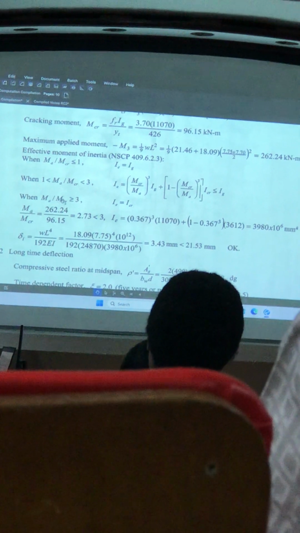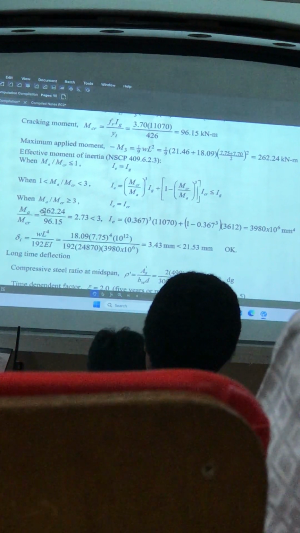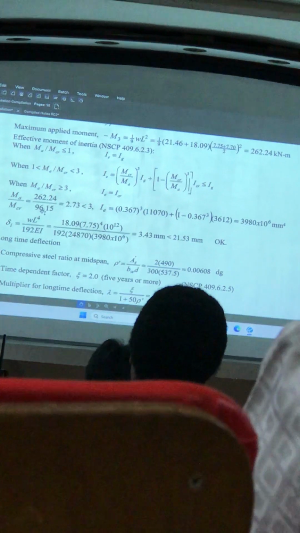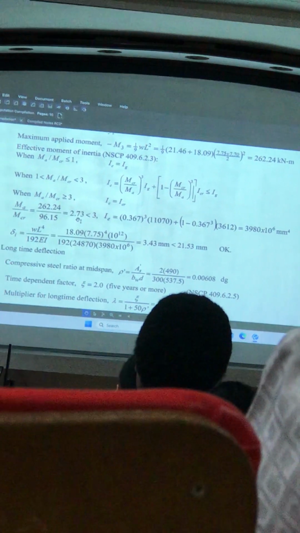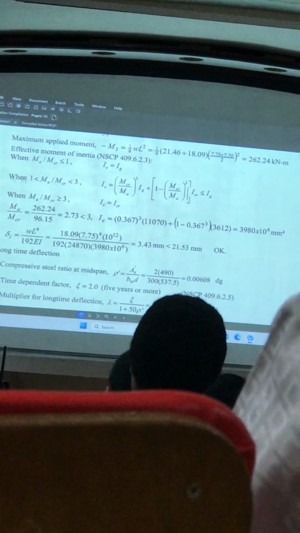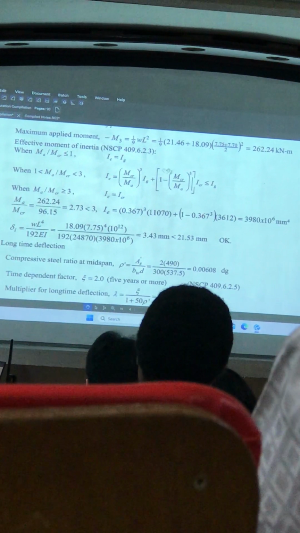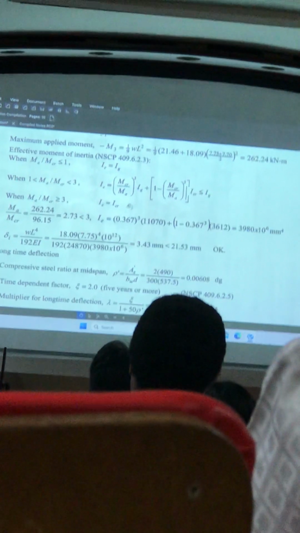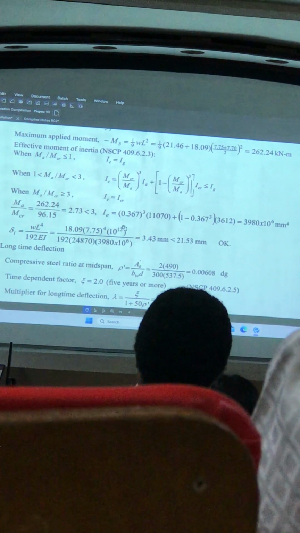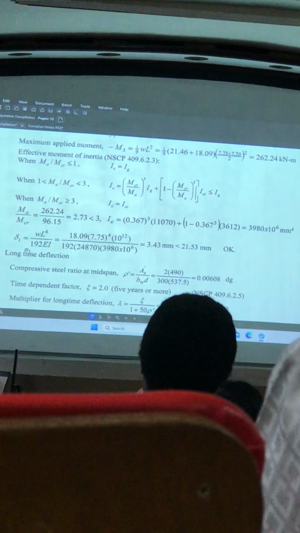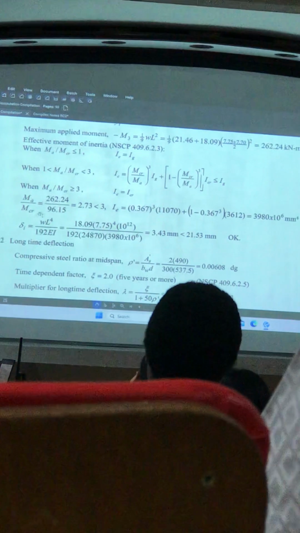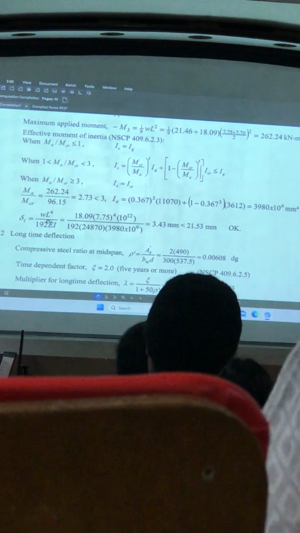So applying this condition in this particular case, our applied moment is 262, Mcr is 96, we get 2.73, so that is within this range. So we use this formula to compute for the effective moment of inertia. Getting our calculation, after that we apply the deflection formula.